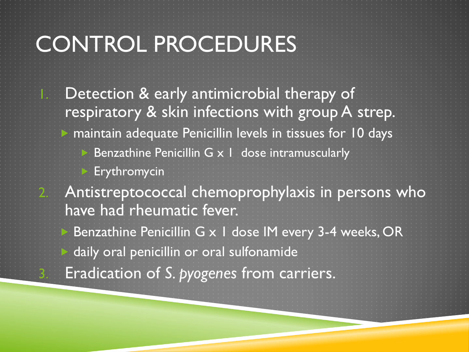For the control procedures, detection and early antimicrobial therapy of respiratory and skin infections with group A strep is very important. We use benzathine penicillin G, 1 dose intramuscularly, and erythromycin if the patient is allergic to penicillin. Chemoprophylaxis in persons who have had rheumatic fever is also important. We still also use benzathine penicillin G, or daily oral penicillin or oral sulfonamide.